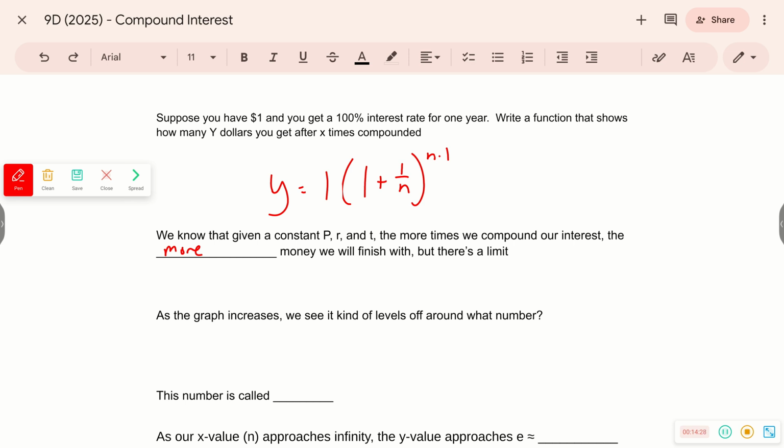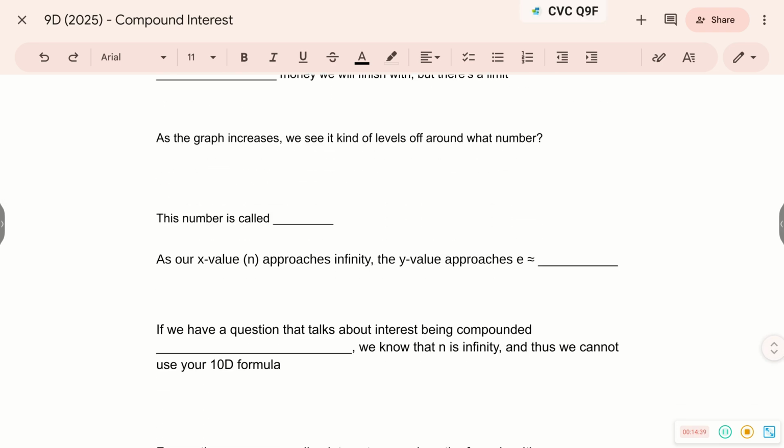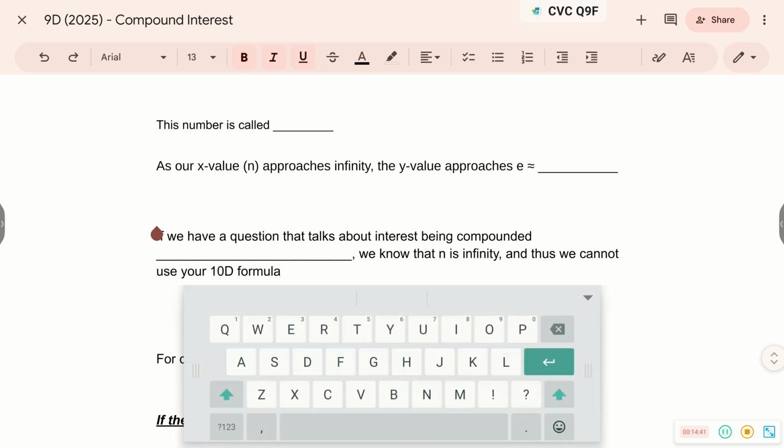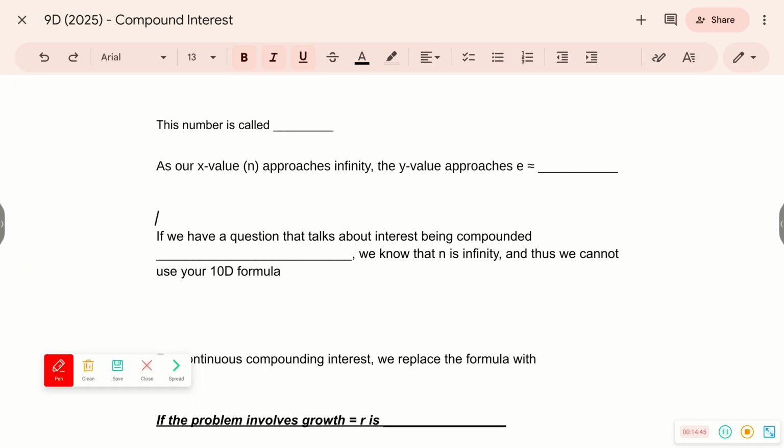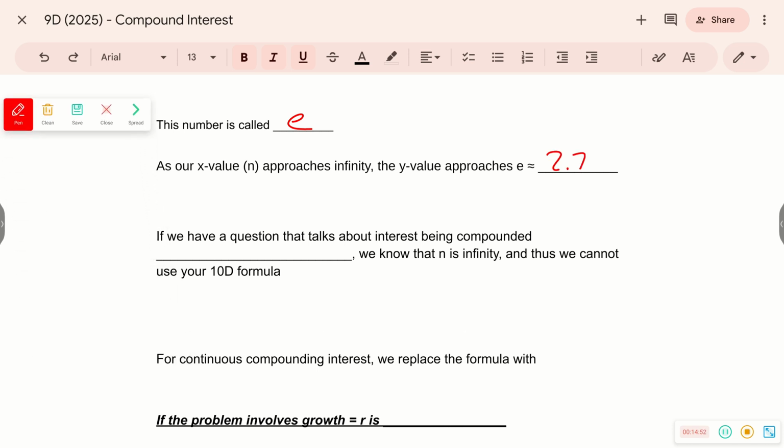I'm going to jump down to the formula. I put some stuff in here that I shouldn't have. Let me just write this down and then we'll be good. The number that it approaches is called E, which is about 2.718. If you type E in Desmos, it automatically gives you that.